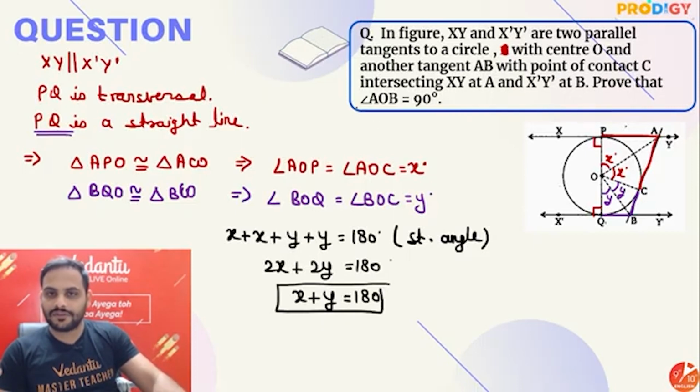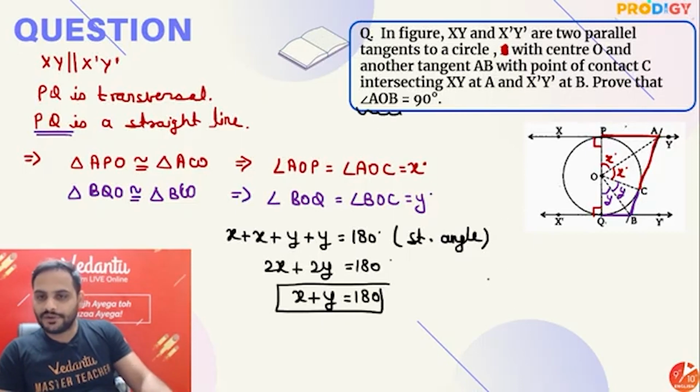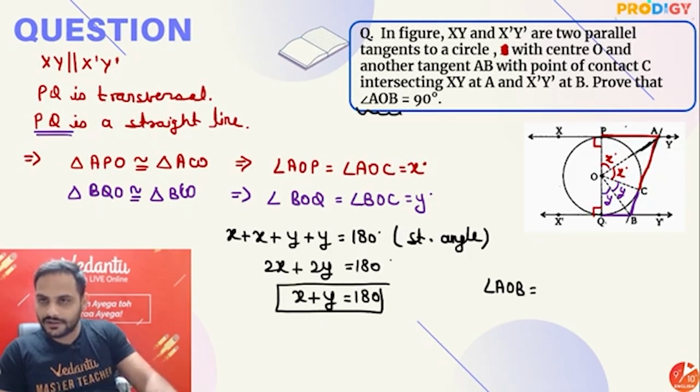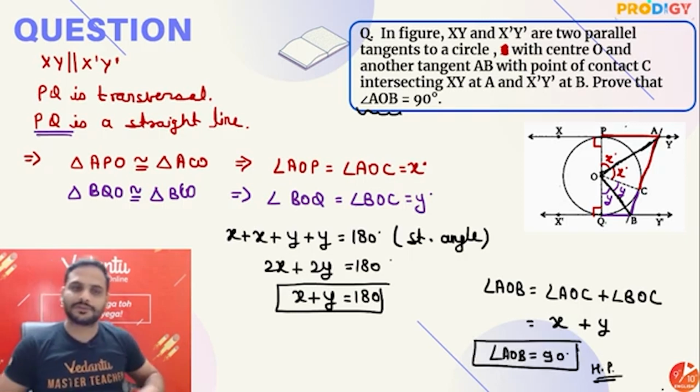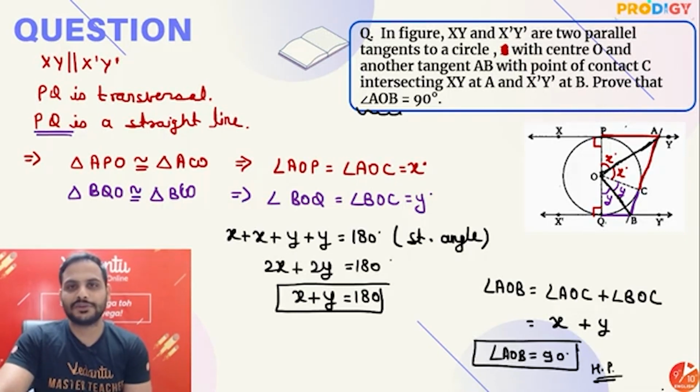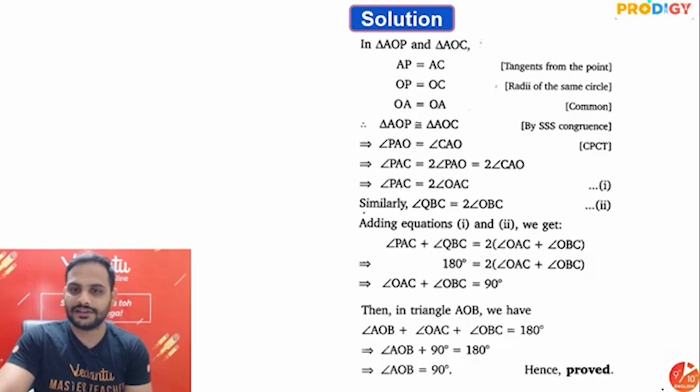Now they are asking the value of angle AOB. You know beta, angle AOB can be written as angle AOC plus angle BOC. Angle AOC is x, angle BOC is y, and x plus y we just found is nothing but 90 degrees. So angle AOB will be equal to 90 degrees. Hence proved. Angle AOB is going to be equal to what, beta? It is going to be equal to 90 degrees.